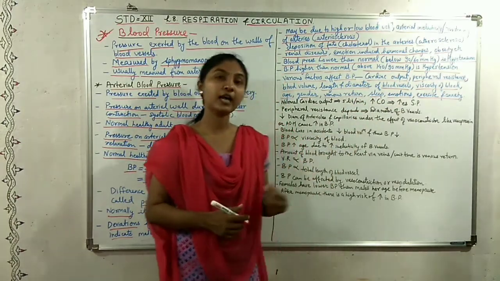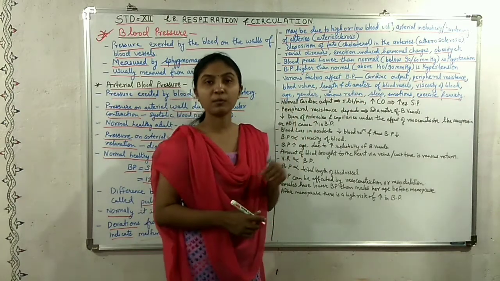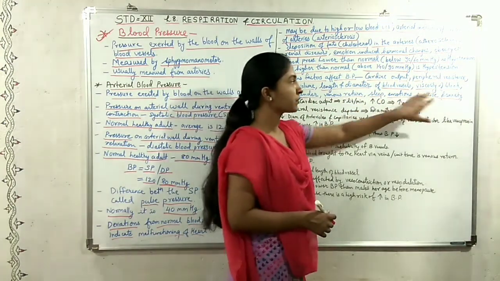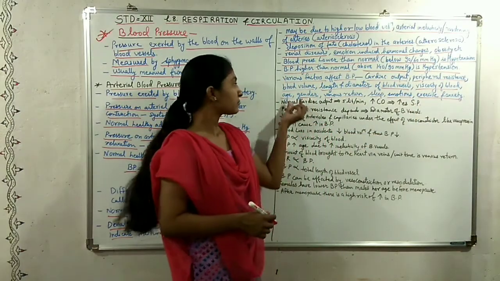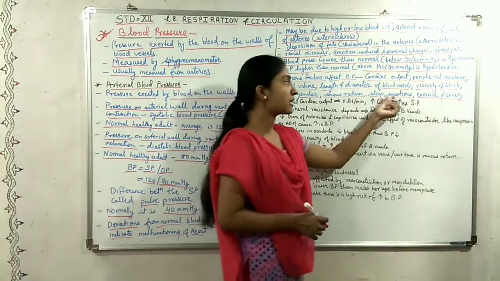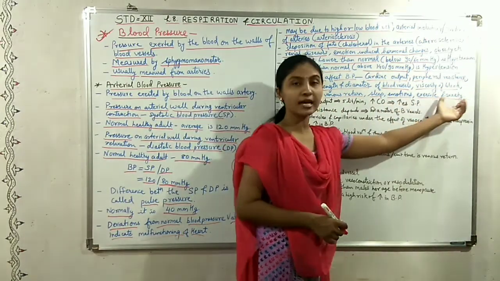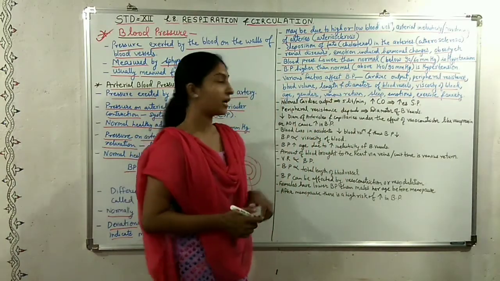The length and the diameter of the blood vessels are also factors because of which the blood pressure can be affected. Also viscosity of the blood, the thickness of the blood, age, gender, venous return, sleep, emotions, exercise and anxiety. These are the factors which can affect the blood pressure.